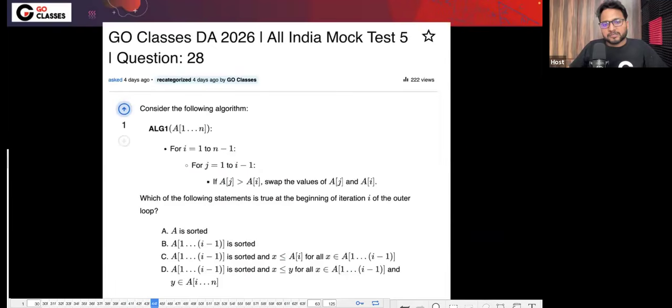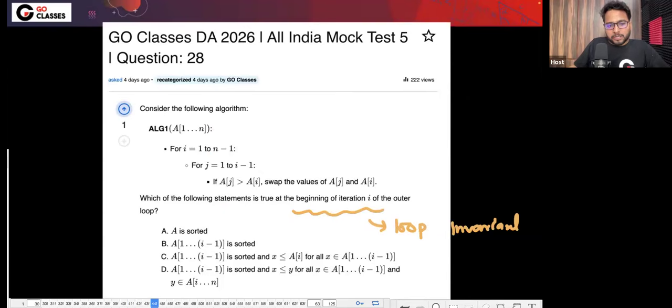Now let's move to the next question. So let's see this question, what they are saying. So they have given some algorithm, and then they are saying which of the following statements is true at the beginning of the iteration i of the outer loop. So basically, what does this mean? This is very popular, which is called loop invariant.